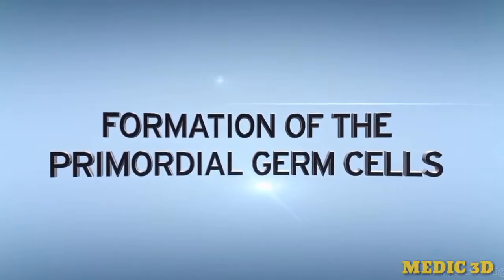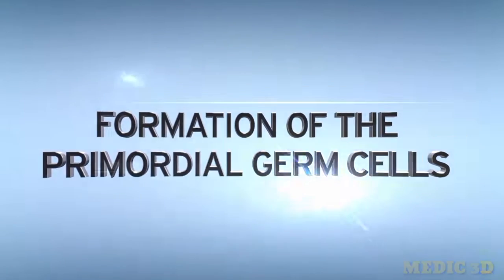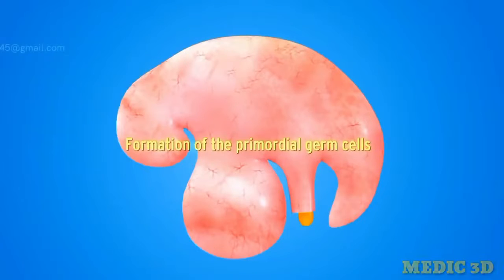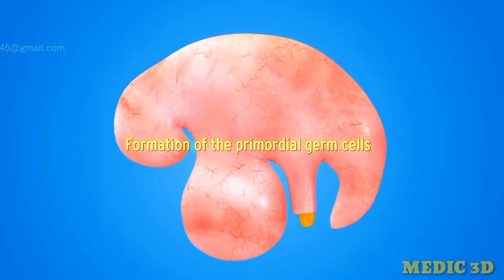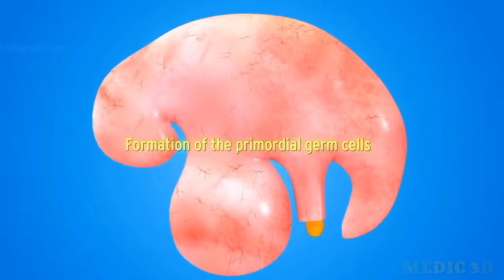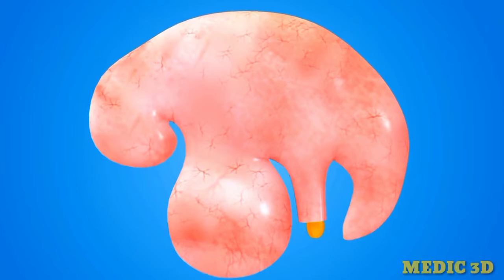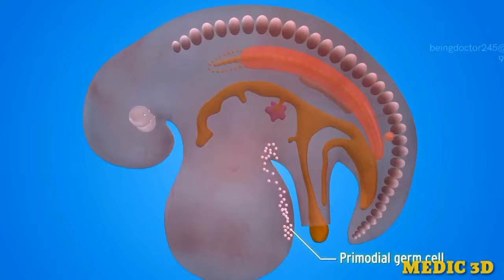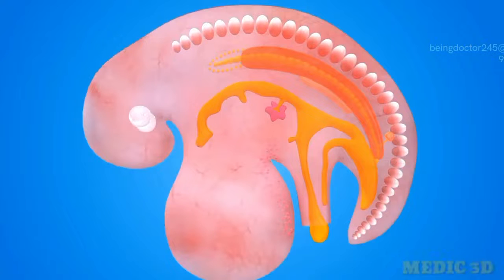Formation of the primordial germ cells. During early embryogenesis, in the 5th week of gestation, the primordial germ cells originate in the endodermal epithelium of the yolk sac in the vicinity of the allantoic stalk.